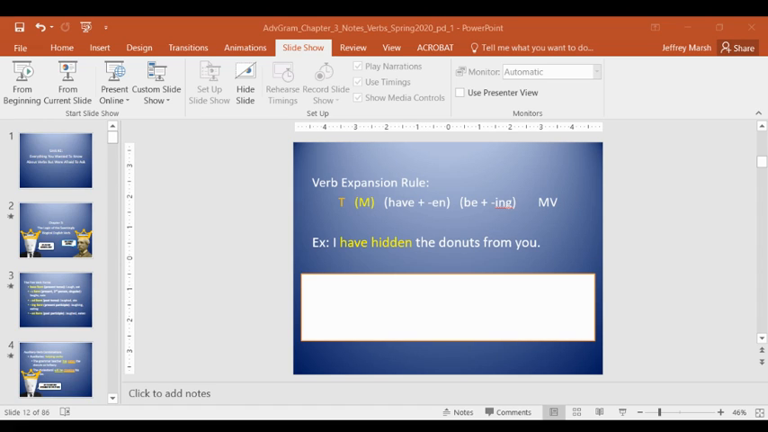Okay, so today we're taking a look at the beginning of Unit 2, which is everything you want to know about verbs but were afraid to ask. And so Unit 2 is all about verbs.